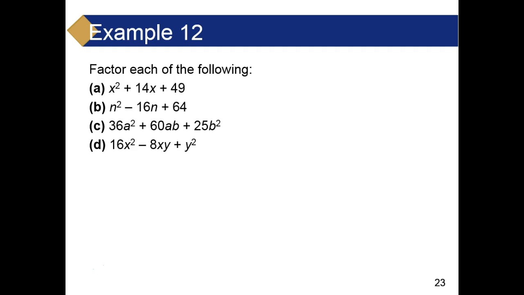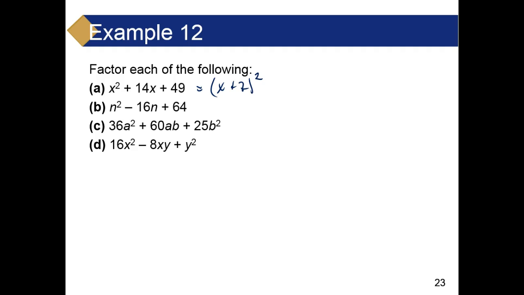Let's go to example 12. Let's factor each one of these, if we can. What do you think of the first one? It looks like it sure has that possibility. What would it be if it is a perfect square trinomial? X plus 7 squared. Let's see if it works. How do we do that? Square the first. X squared, that works. 7x times 2 is 14x. Got it? With a plus, yes. And 49. Yes.